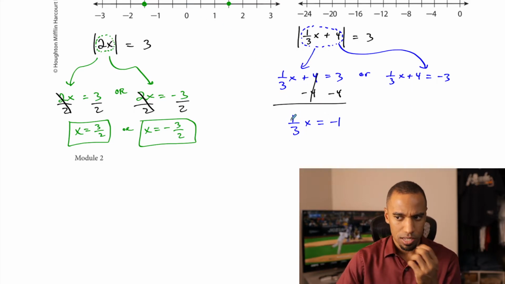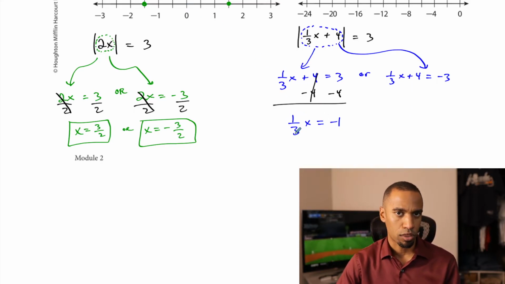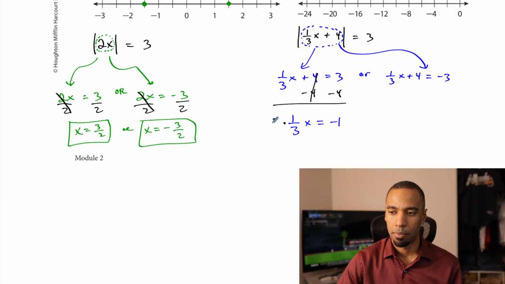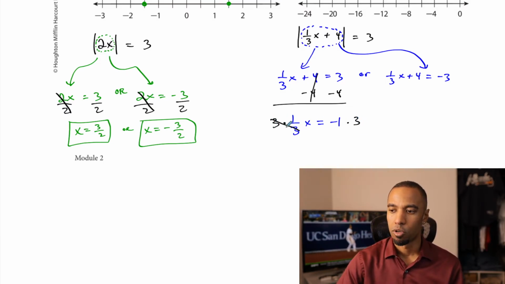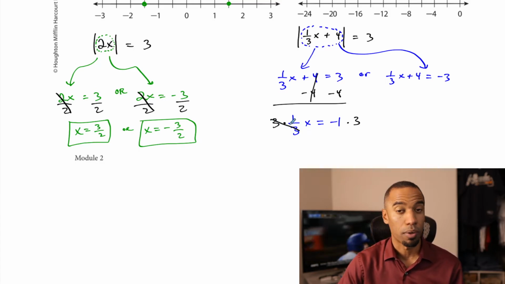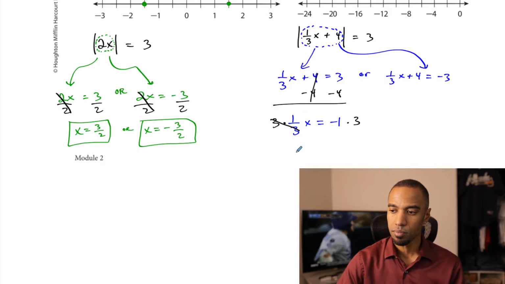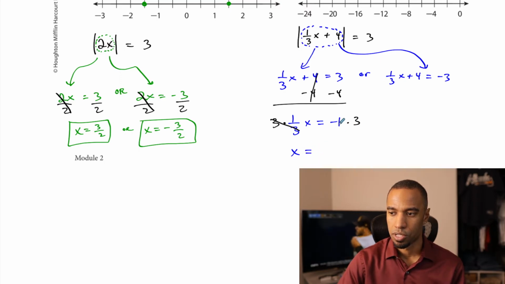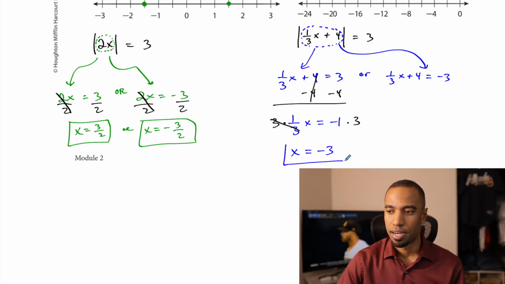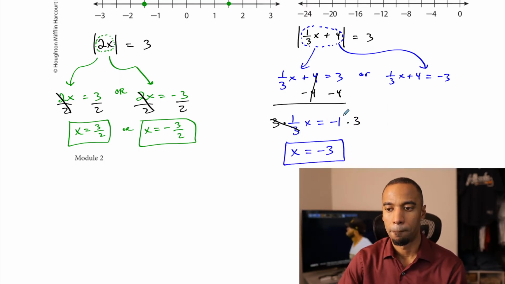And now I see the 1/3 means dividing by 3. So if I multiply both sides by 3, sometimes people say like 3 over 1. But if I multiply both sides by 3, I get a 3 over 3 right there, which becomes 1. And then I'm going to get x equals negative 3 there. So negative 3 could have been an answer to this thing here.